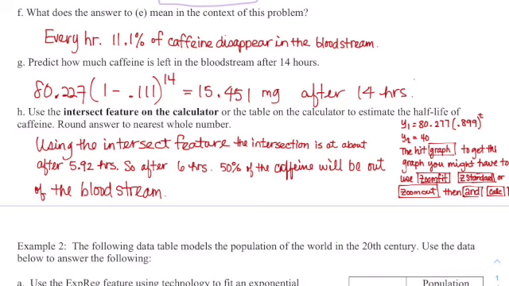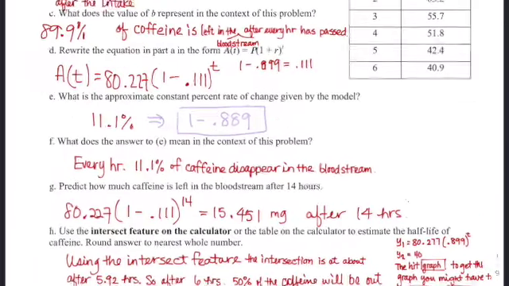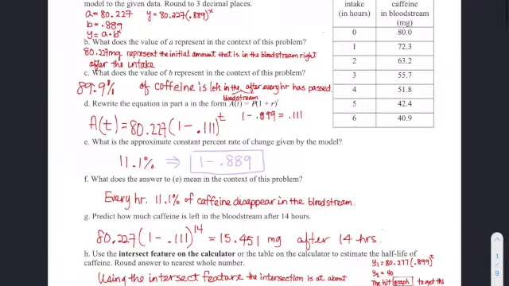That's where the intersect is. Since they say round the answer to the nearest whole number, we are rounding to 6 hours. If you round it down to 5 hours, it will not reach 40, which is 50%, the half-life or half the caffeine that's left. After 6 hours, when we round up, 50% of the caffeine will be out of the bloodstream, and that will be your number 1. Please try example number 2.